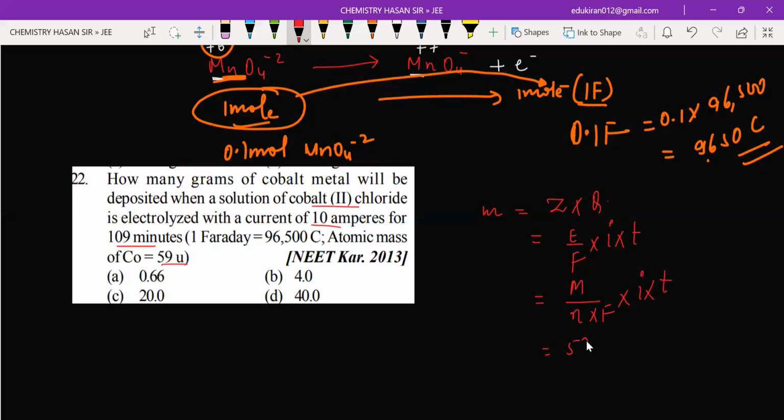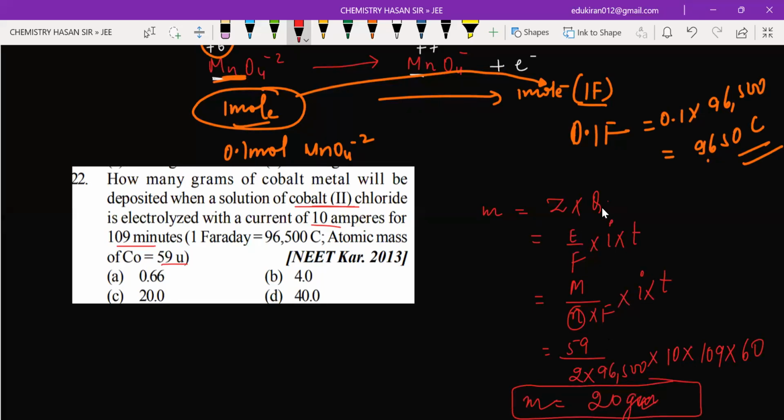E is equivalent weight, and equivalent weight can be written as atomic mass upon n factor. F will be as it is, I into T. What is the atomic mass? 59. And n factor is basically the charge on the metal. So cobalt 2, that means 2 is the charge. Faraday's constant has value 96,500. Current has value 10. And time is 109 minutes, which you are going to convert into seconds. If you calculate it, you will get 20 gram. Is that clear? Yes, sir. So very easy. Basically, this is the first law of Faraday's.